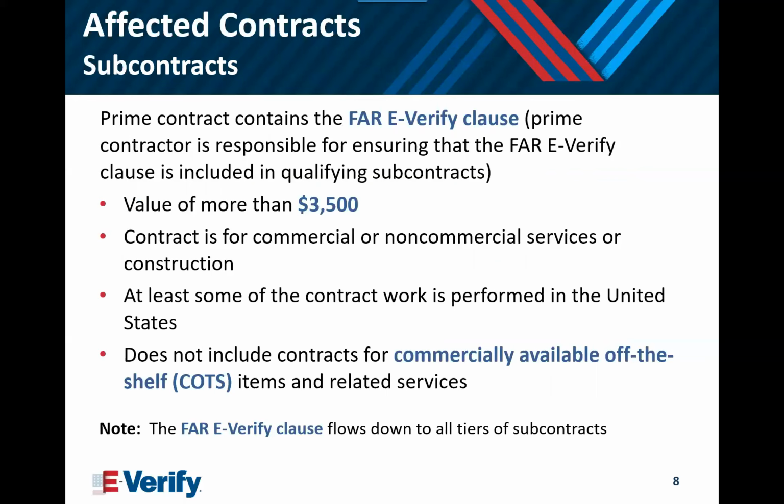So the criteria for a subcontract is that the value of the contract is more than $3,500. The subcontract is for commercial or non-commercial services or construction. At least some of that work is performed in the US, and it's not solely for commercially available off the shelf or COTS items or services like we talked about.